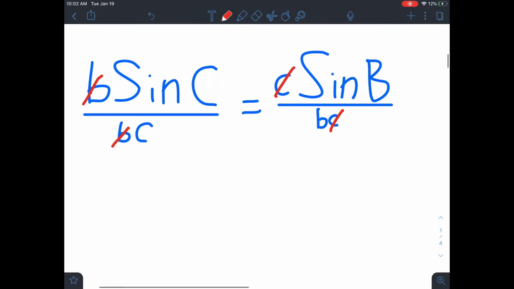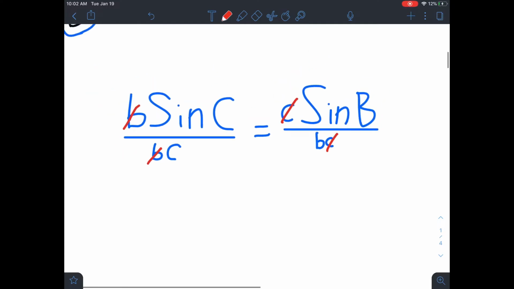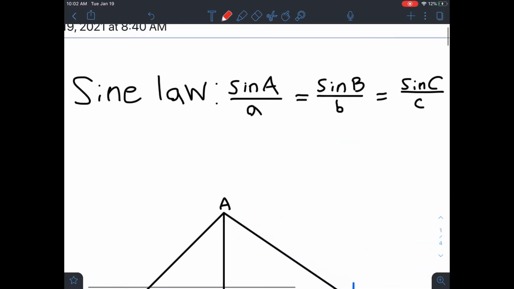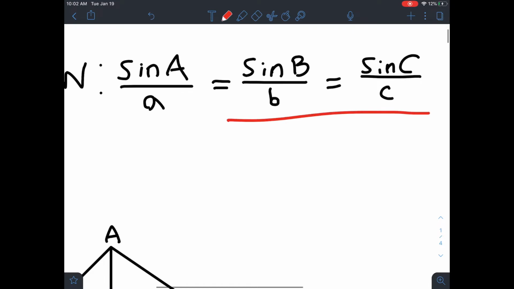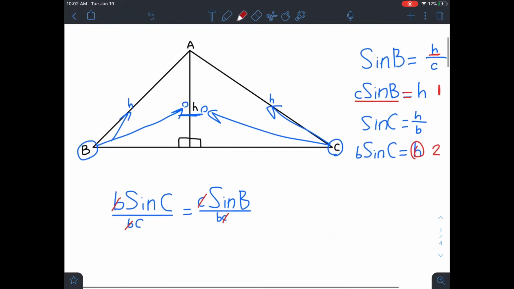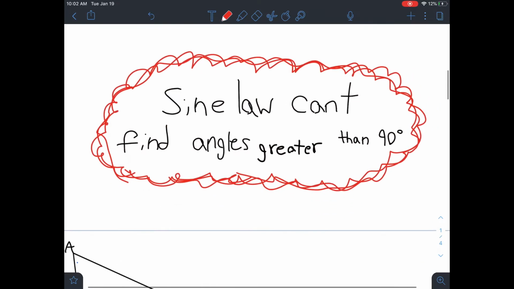So now we're left with our formula. Sine C over lowercase c and sine B over lowercase b. It's the same as the sine law. I can keep going and get the A, but right now we're just going to move on to application.